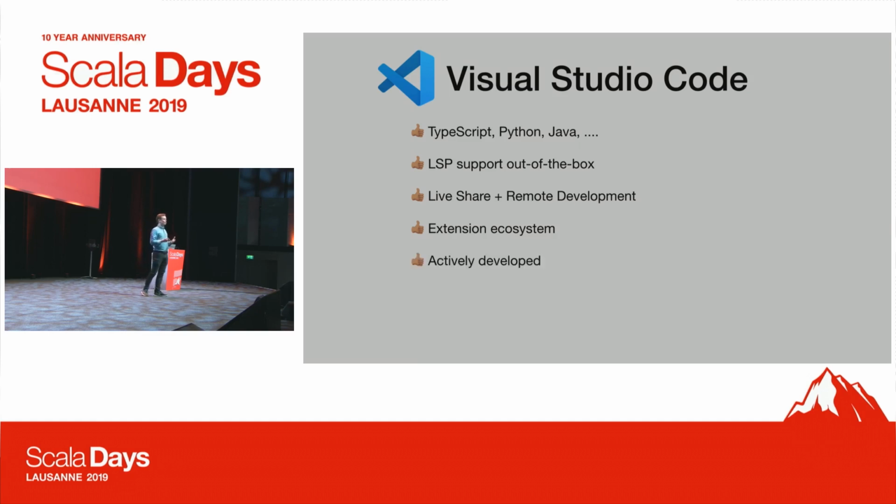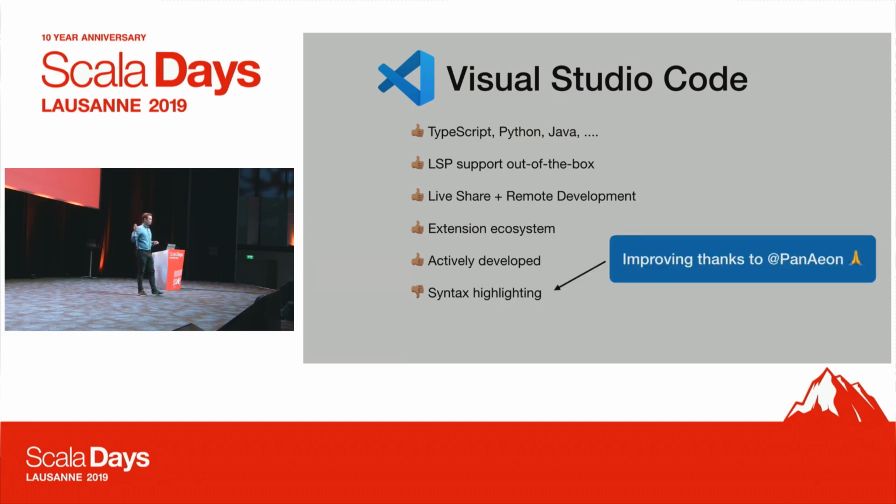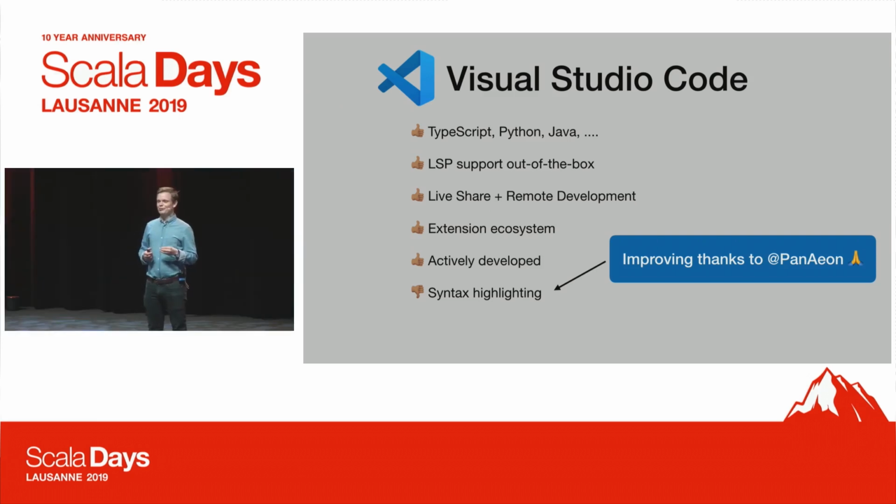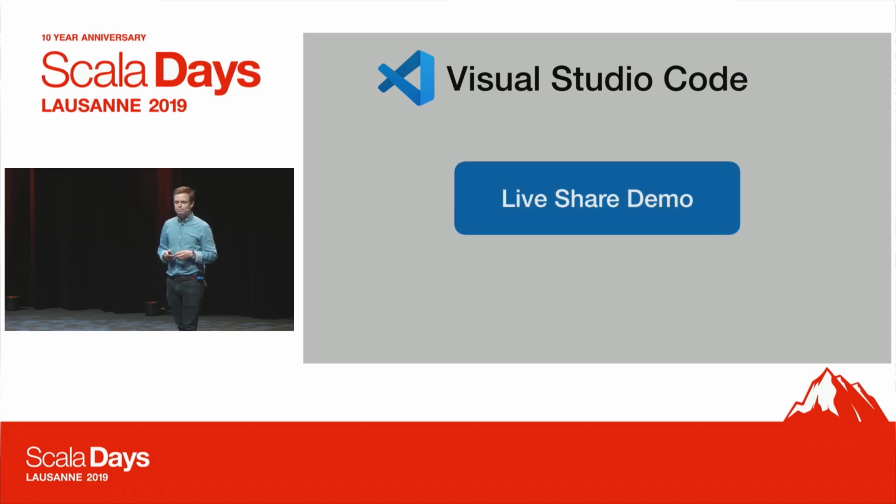Like every month there are new releases, and I look forward to reading the release notes because it's just exciting. So the only really bad thing I can say is that the syntax highlighting for Scala kind of sucks. It's gotten way better thanks to a contributor called Panayon for the past weeks. And I'm just so thankful to his work because previously it was especially bad around string interpolators and non-ASCII identifiers and stuff like that. So I'm actually just going to skip these because the time is out.